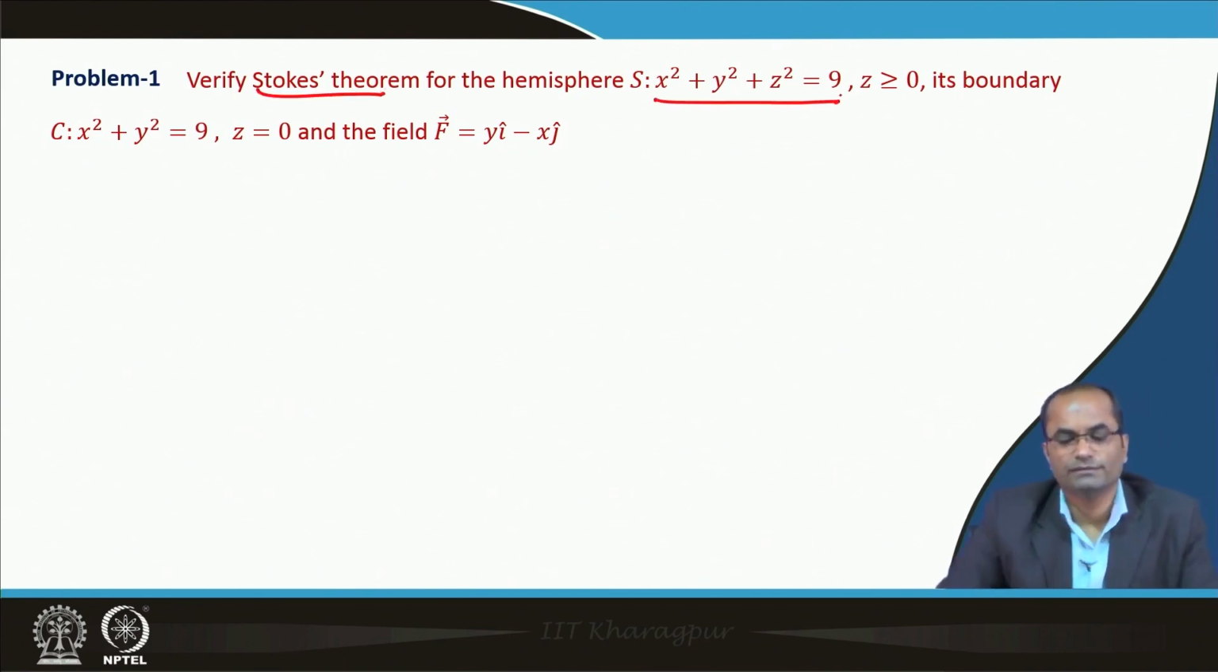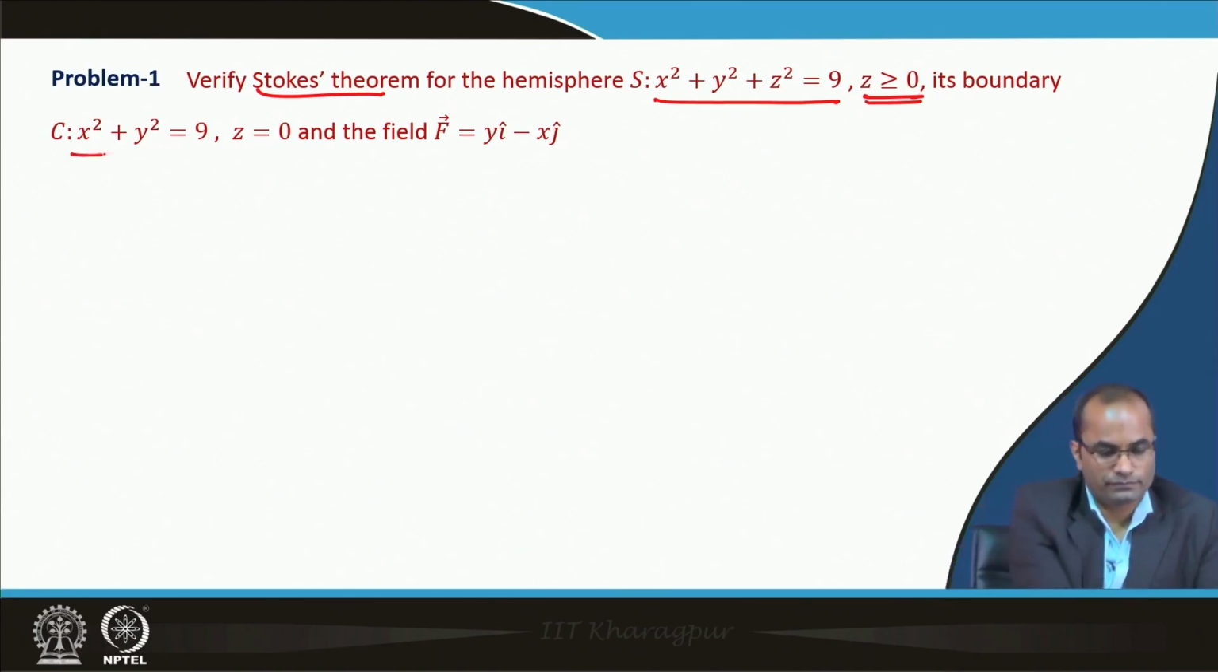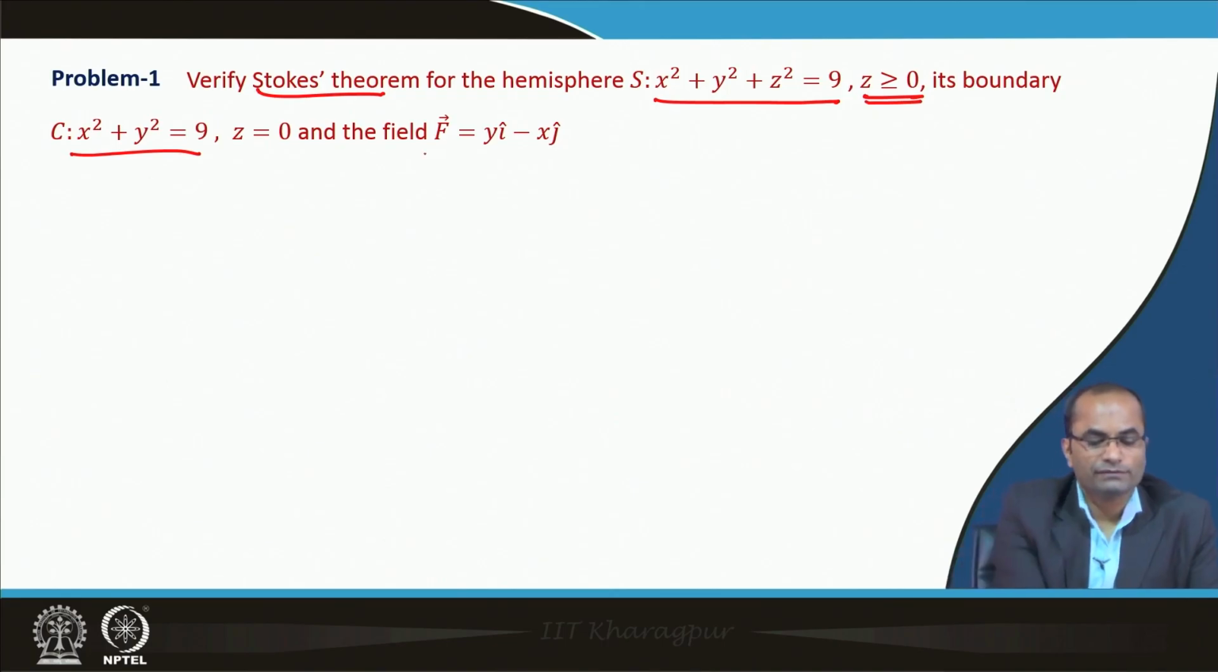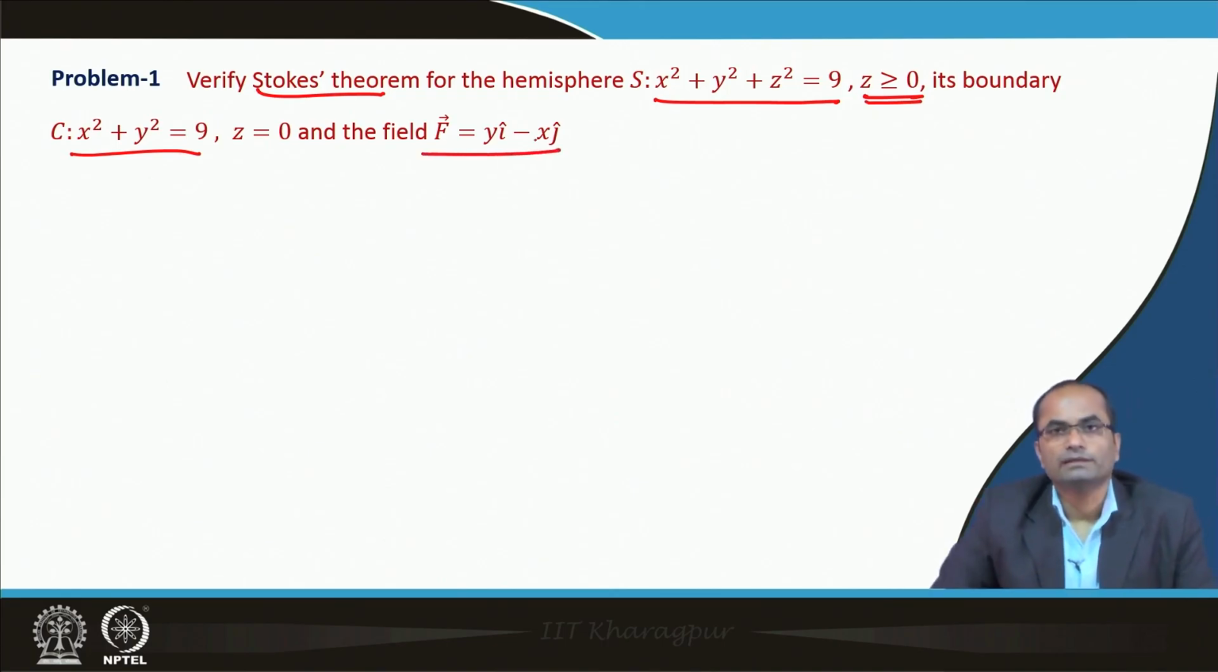We will verify in this problem Stokes theorem for this hemisphere. This is the hemisphere for just z greater than or equal to 0, the upper part above the xy plane, and its boundary is x squared plus y squared equal to 9 on the z equal to 0 plane, that is, on the xy plane. The vector field is given by y i minus x j.